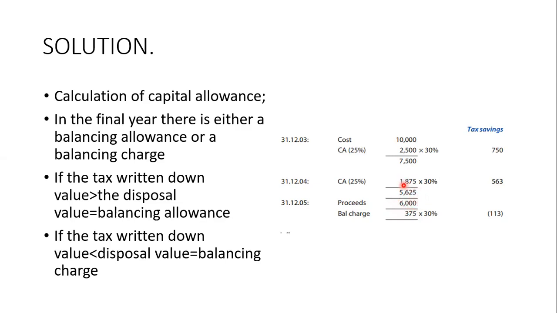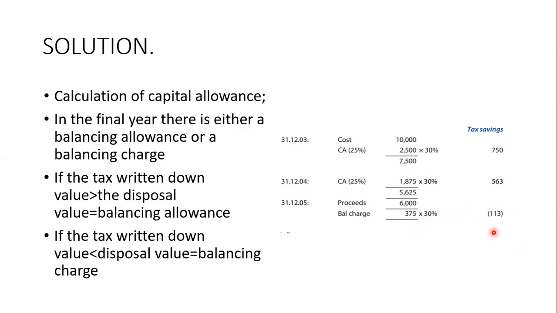Now, in this case, we have the tax written down value of 5,625, which is smaller than the proceeds of 6,000 Ghana cedis. So the difference between that is 375. So that becomes a balancing charge. You multiply your balancing charge by your corporate tax rate. Remember, 5,625 less 6,000 will give us negative 375, and when you multiply by your 30% corporate tax, it will give you 113. So this is what goes into our investment appraisal.